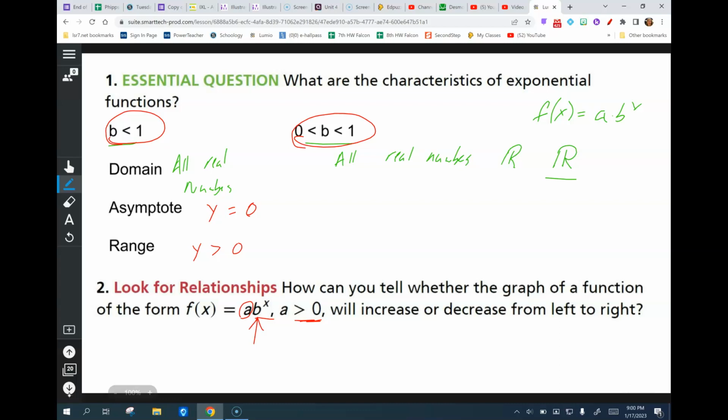Okay, I wrote that wrong. This is supposed to be that b is greater than 1. I just realized that. If b is greater than 1, then it's increasing. If b is between 0 and 1, meaning it's a fraction less than 1, then it's going to be decreasing.